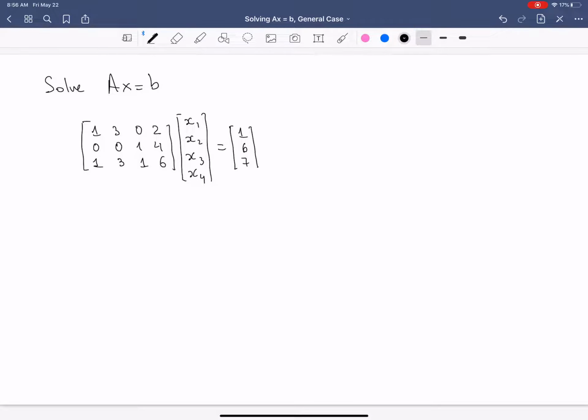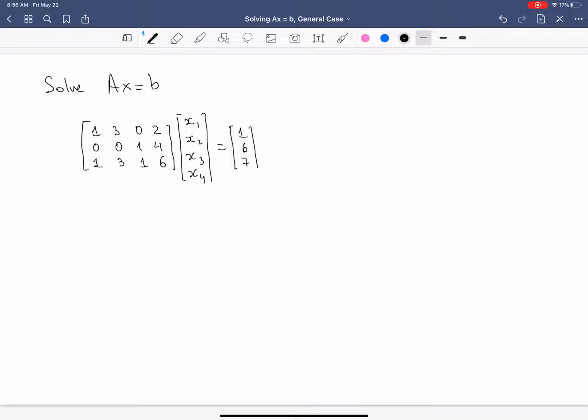Let's apply the strategy that we described in the previous video to solve Ax equals b in the general case. By general case, I mean we'll have some pivot columns, we'll have some free columns. We have to get to Rx equals b. So you'll see that this is the general case.